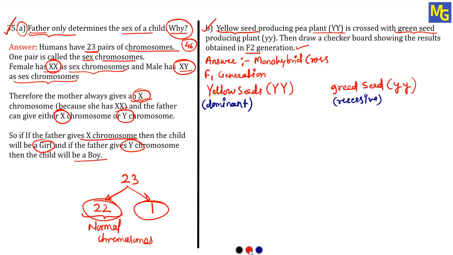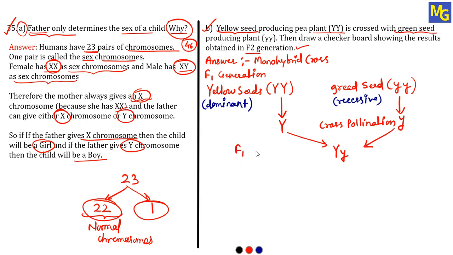Now, capital Y will give a gene as capital Y. Here we will get a gene as small y. And in F1 generation, when we cross this, there will be cross pollination. Why is this cross pollination? Because both the plants are different. This first plant is giving yellow seeds, second plant is giving green seeds. So both the plants are different, and such type of pollination is called cross pollination. So here we are going to get capital Y and small y. These are the genes we are going to get in the F1 generation.